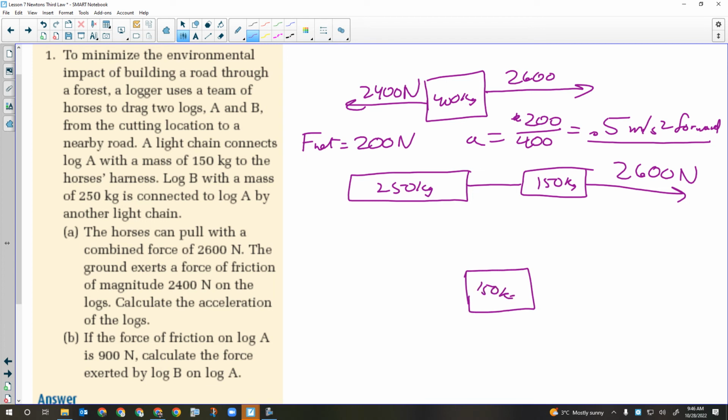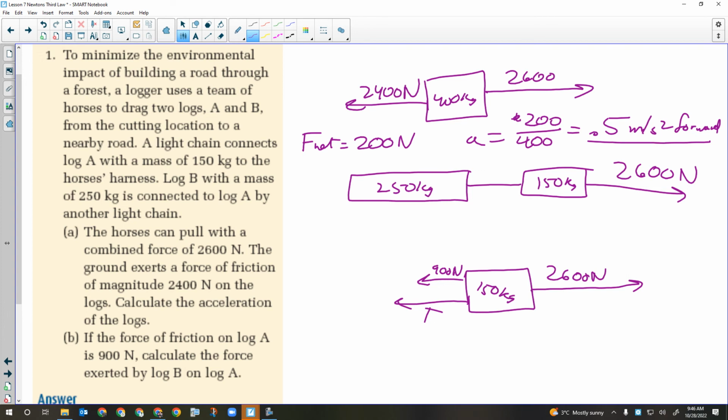The 150 kilograms, there's 2,600 newtons pulling forwards on it. There's 900 newtons worth of friction here. And what's the other force on log A? The force of tension. Yeah, the tension in the chain that's connecting the two logs, which is what the question wants me to find. Okay, what can I calculate about that log right now? Acceleration. Actually, I already have the acceleration.